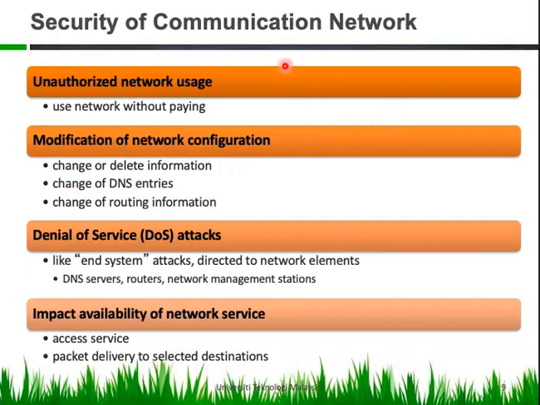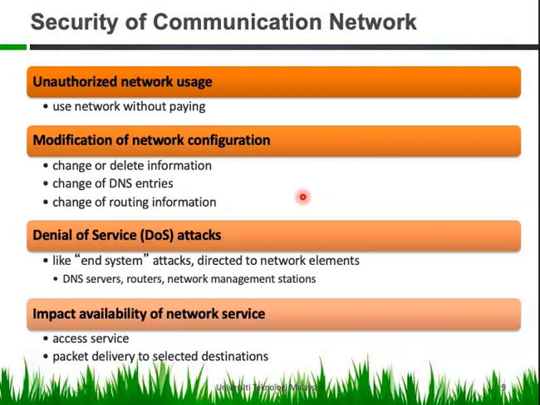Another element, the final element for secure communication, is the security of the communication network. It is similar to the end system attacks. However, these are directed more towards the network elements. For example, unauthorized network usage, where somebody uses the network without paying, and modification of network configuration. Basically it could happen at the routers and any network elements: change or delete information, change of DNS entries, or change of routing information. This can happen during the data transfer from the source to the destination.